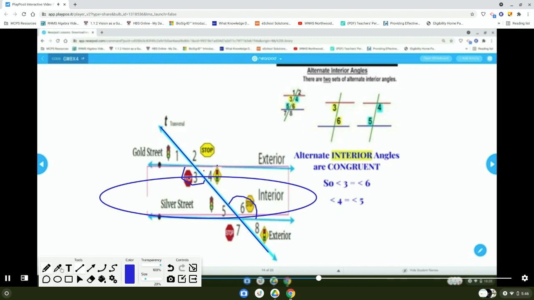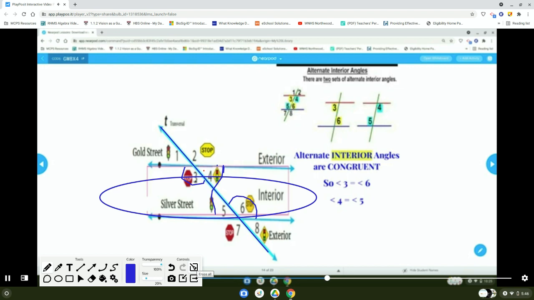But alternate interior will be angle 3, hiding from angle 6, and angle 4, hiding from angle 5. Those are alternate interior. We could have alternate exterior: angle 1, hiding from angle 8, behind the transversal on the outside. But anything hiding behind the transversal on the inside will be congruent, and they're called alternate interior.